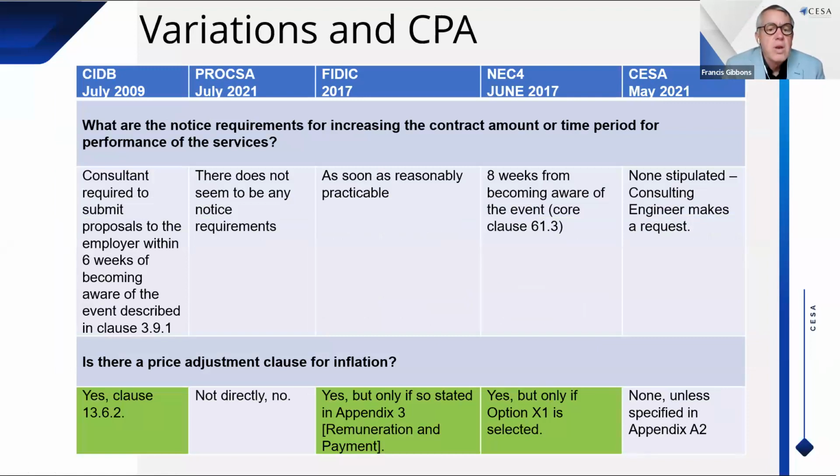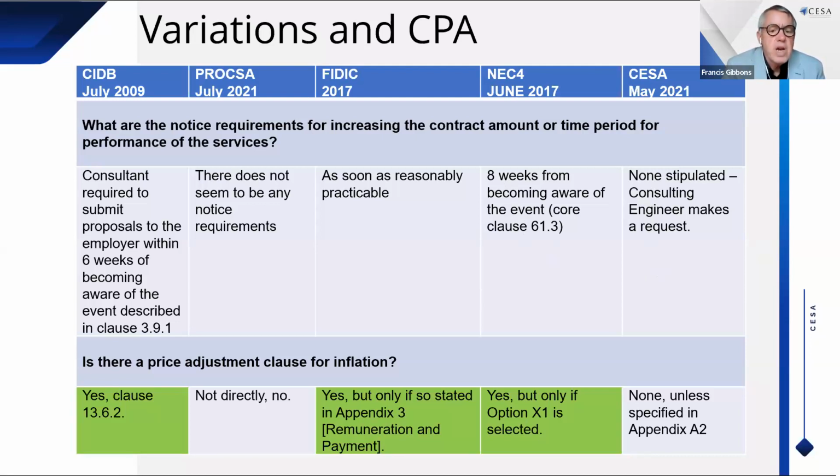And then what are the notice requirements for increasing the contract amount or time period for performance of the services? So that's 6 weeks for CIDB, nothing for PROXA, as soon as reasonably practical for FIDIC, 8 weeks from becoming aware of an event for NEC, and non-stipulated. Consultant makes a request in the CESA document.